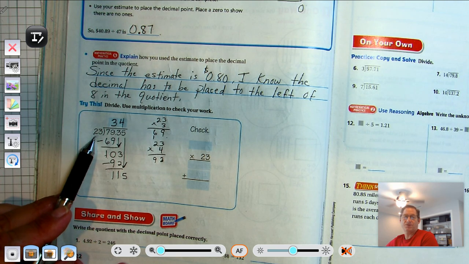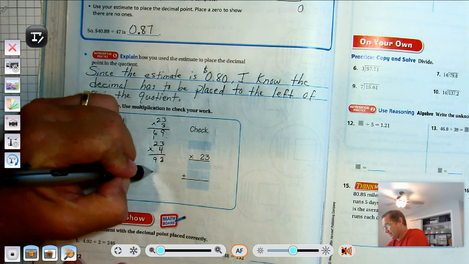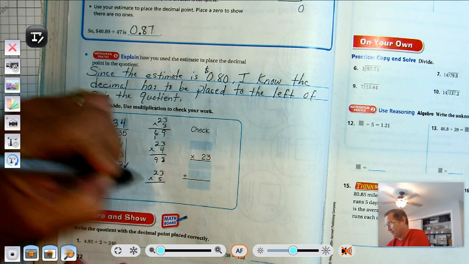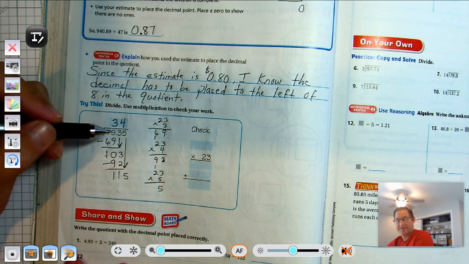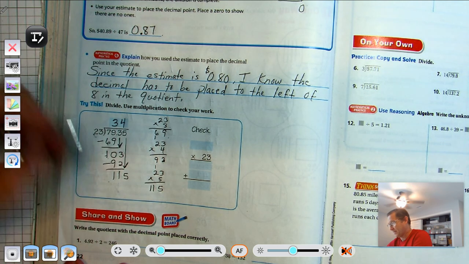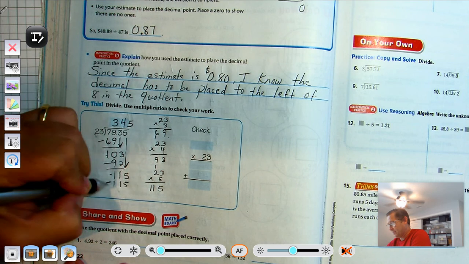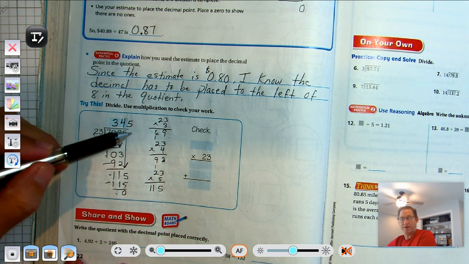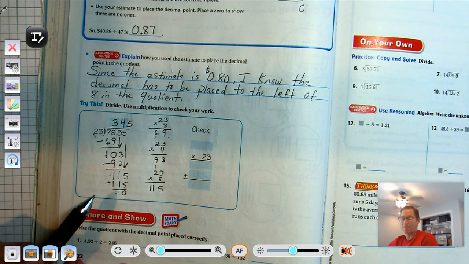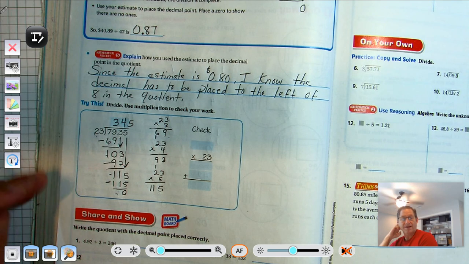Well, 5 times 3 is 15, and 5 times 20 is 100. So I'm thinking this last digit is probably a 5. 5 times 3 is 15. 5 times 2 is 10, plus 1 more is 11. And that does match. So 345, subtract. We have nothing left. Can't share that with 23 groups. And there are no more numbers in the dividend to share. So our answer right now is 345.